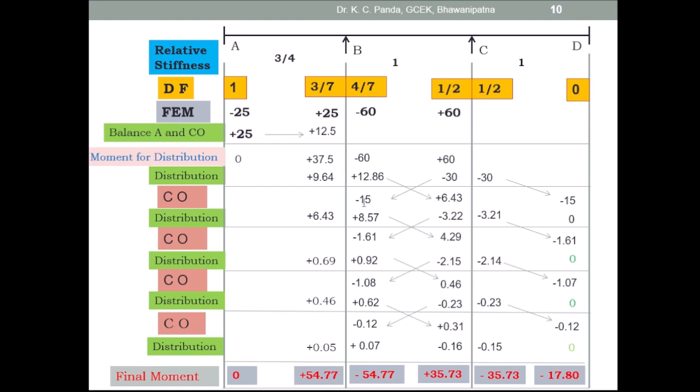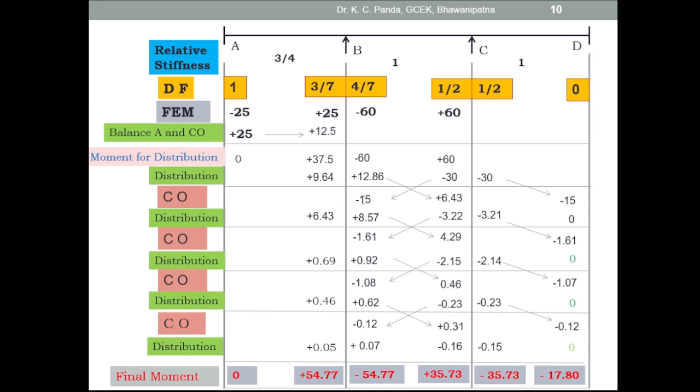And this moment you have to balance by multiplying with the distribution factor. So minus 15 into 3 by 7, so you have to put here in opposite sign, plus 6.43. And this is minus 15 into 4 by 7, you have to put here in opposite sign, plus 8.57. So what is the unbalanced moment at joint B?